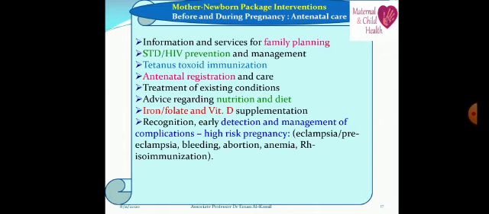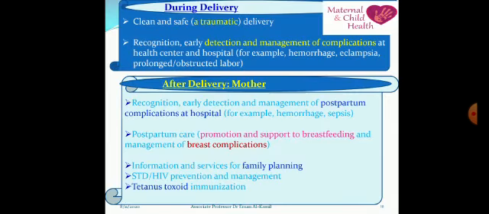And other complications such as bleeding, abortion, anemia, or RH immunization, if there are different RH, or what is called RH incompatibility. So it is important to know the RH of the mother and the husband in order to know whether the baby will need NTD or not.